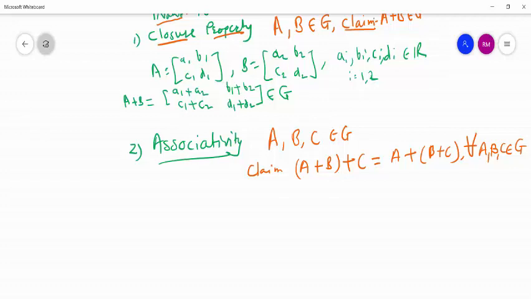like this entry, and we come to the conclusion that this left hand side will look as A1 plus A2 plus A3, B1 plus B2 plus B3, C1 plus C2 plus C3, D1 plus D2 plus D3.